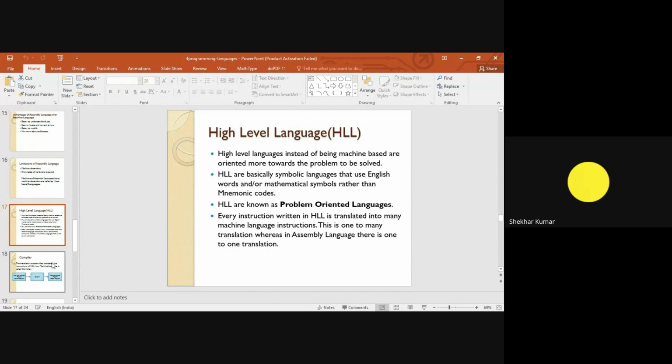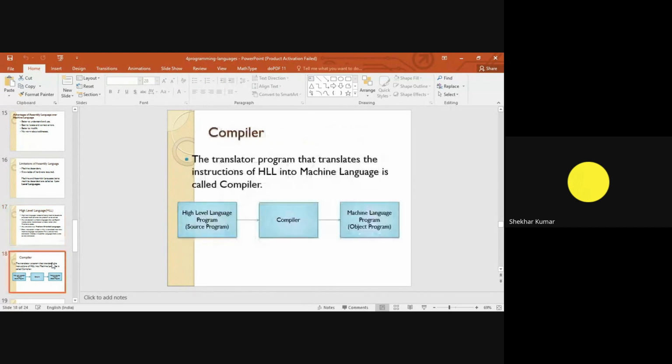So there is a requirement of your compiler or interpreter. A translator program that translates your instructions of high-level languages into machine language is called your compiler. Now this source program is converted into a machine-level program with the help of your compiler.